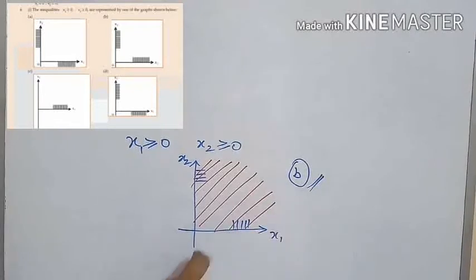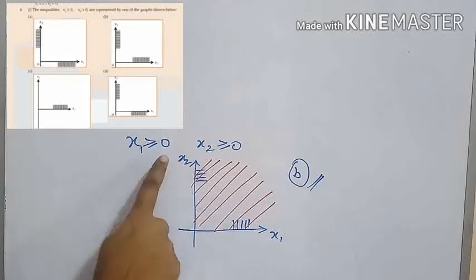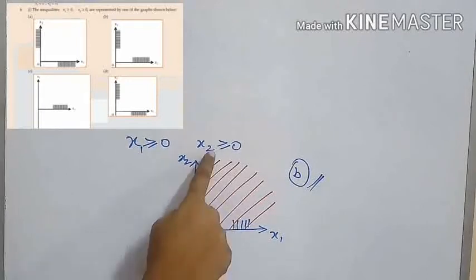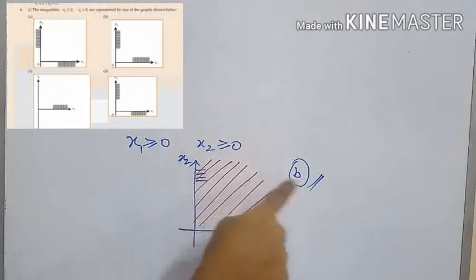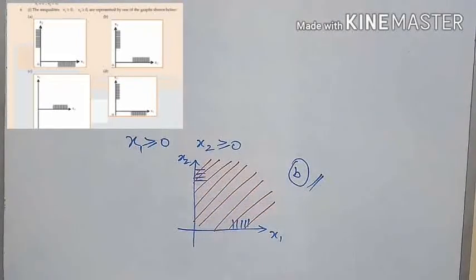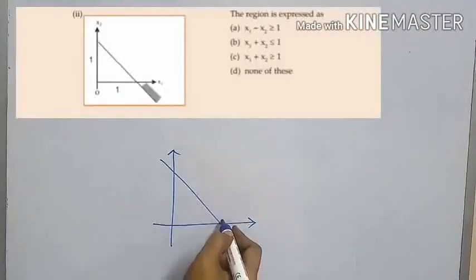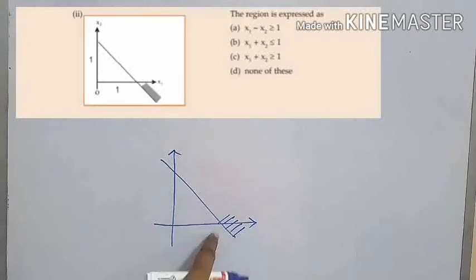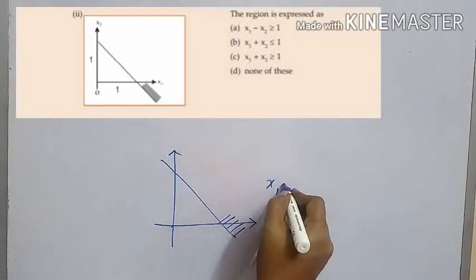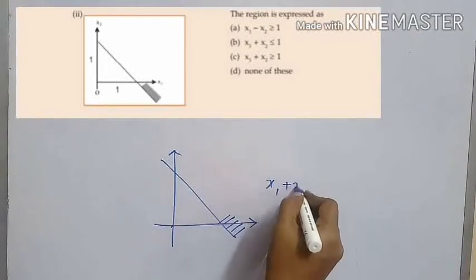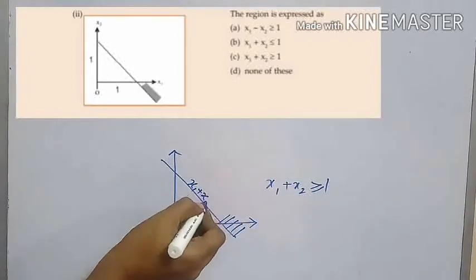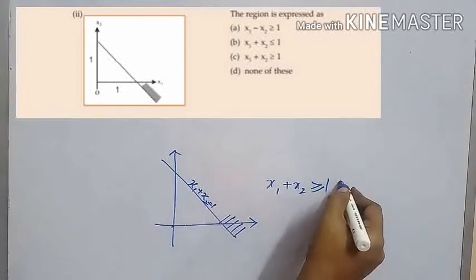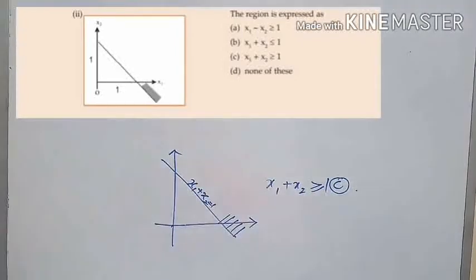In this question, it's given that x1 is greater than or equal to 0 and x2 is greater than or equal to 0. So the region shaded is the solution space. The answer is B. The third question, the graph is given like this and the solution space is away from the origin. Therefore, the inequality is x1 plus x2 greater than or equal to 1. Option C is the answer.